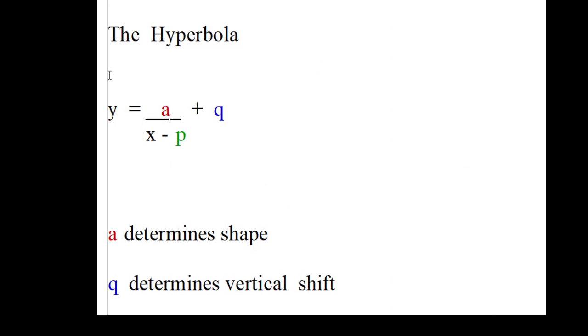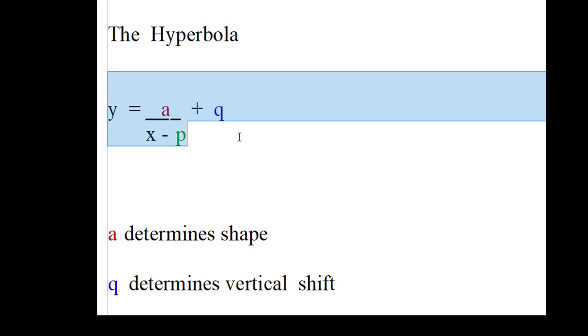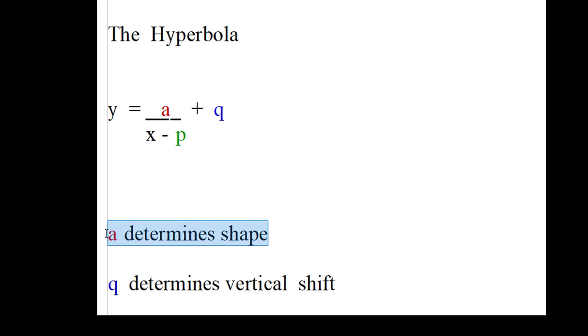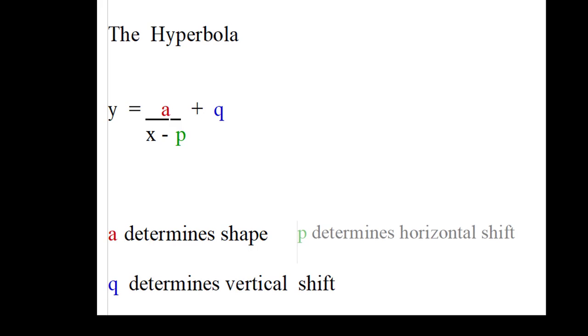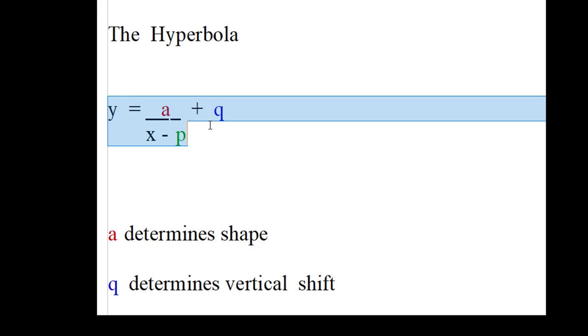The hyperbola is of the form y equals a over x minus p plus q, where a determines the shape of the graph, q determines the vertical shift, and p determines the horizontal shift. Y equals a over x minus p plus q.